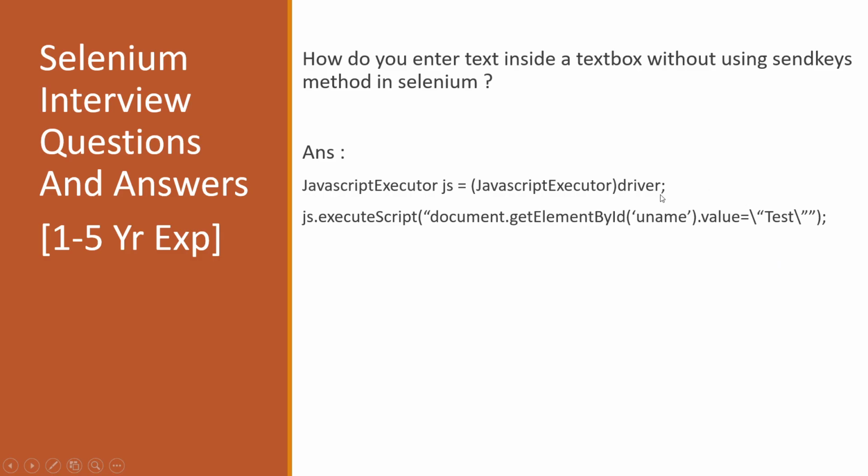So for that you have to identify the locator, and you are going with the ID. The ID of that particular username text box is uname, so you mention that ID here. Then after that you mention dot value, with the value you want to type inside it, that is test. So if you use the JavaScriptExecutor with the document.getElementById method, you can easily achieve that without using the sendKeys method. This is a very important question.